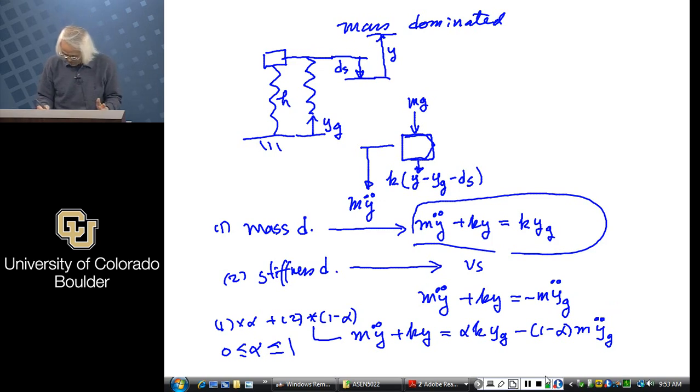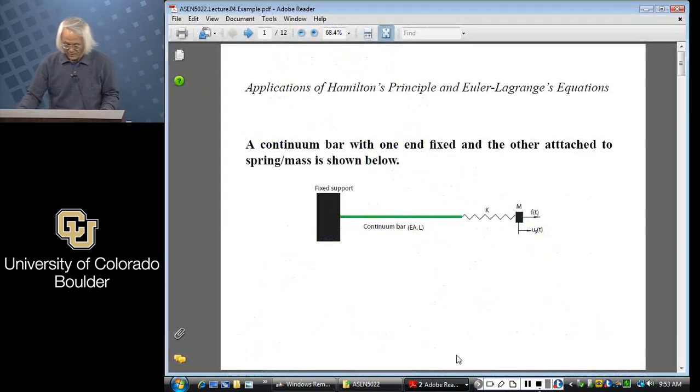Okay, now let's start today's lecture. What we're going to do today is apply Hamilton's principle and derive the Euler-Lagrange equation for the continuum.